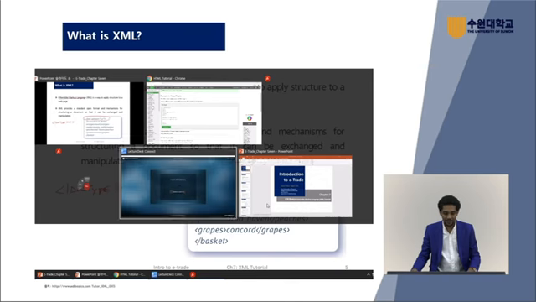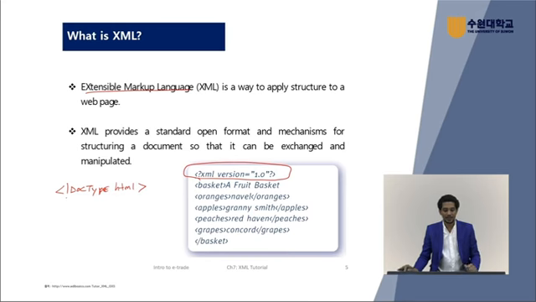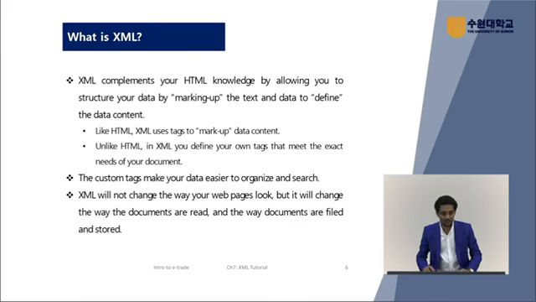That's the same way in HTML. Here, if you see, we declare HTML code like this, which tells that this is an HTML code, right? So this is how it looks like. Then XML complements your HTML knowledge by allowing you to structure your data by markup, the text and data to define the data content. So like HTML, XML uses tags, right? We use tags in HTML, same way we use tags in XML to mark up data contents.